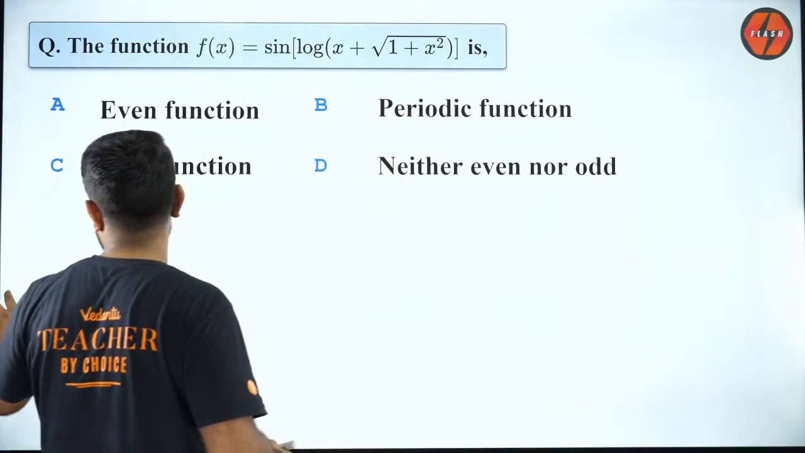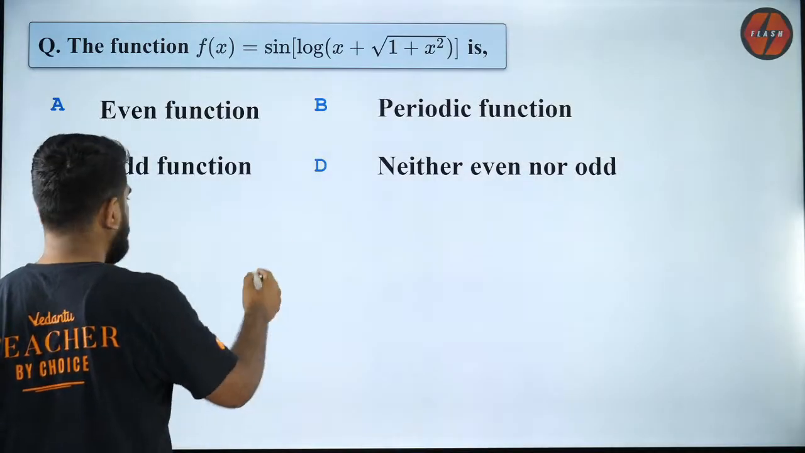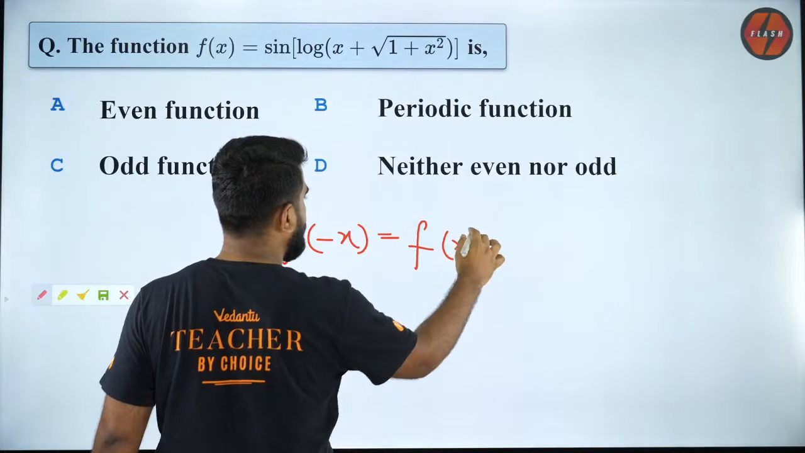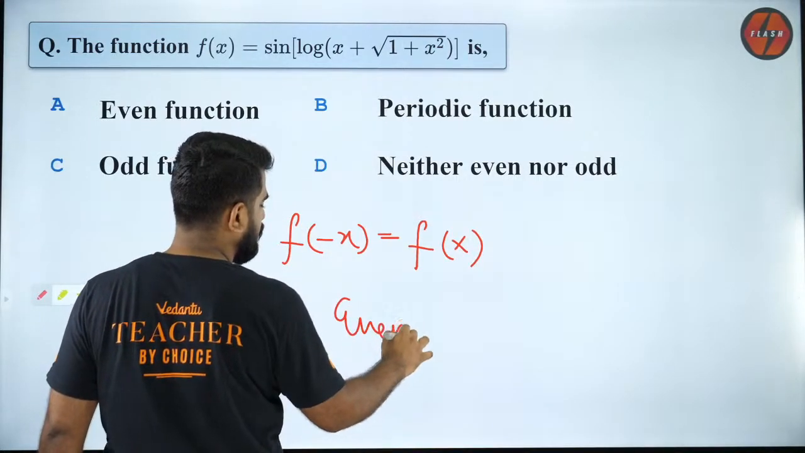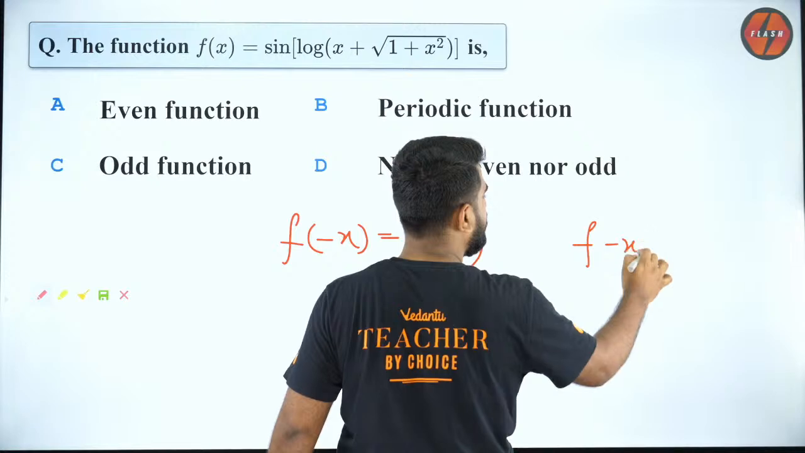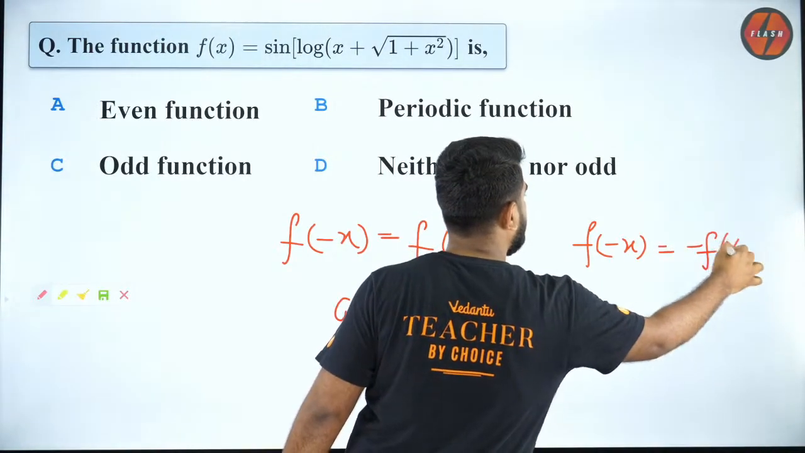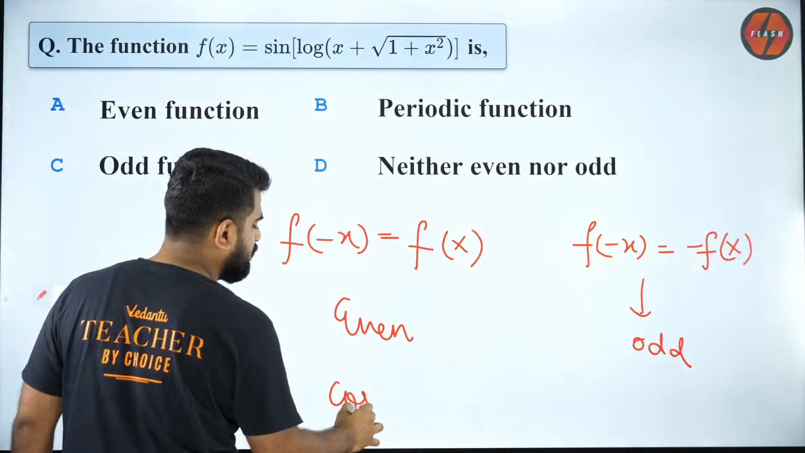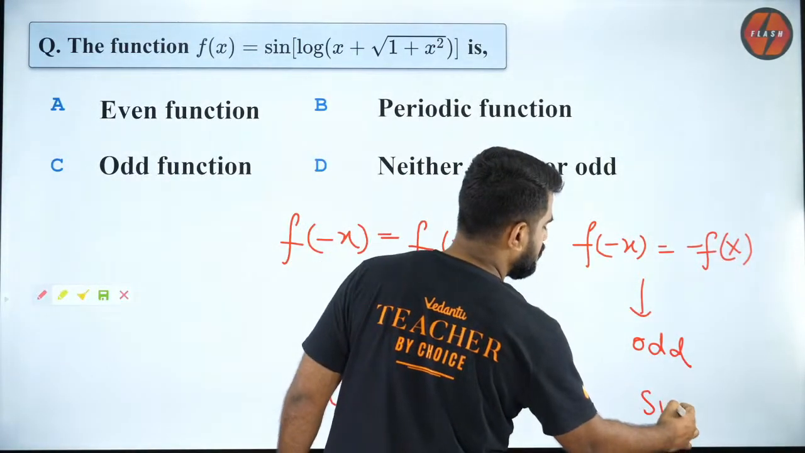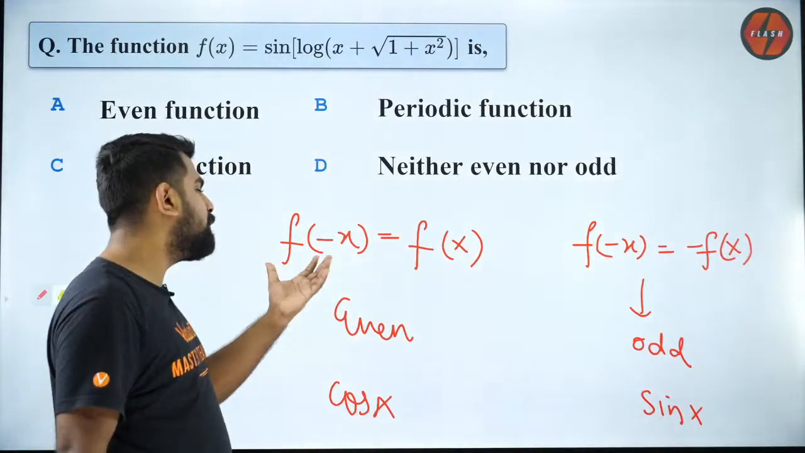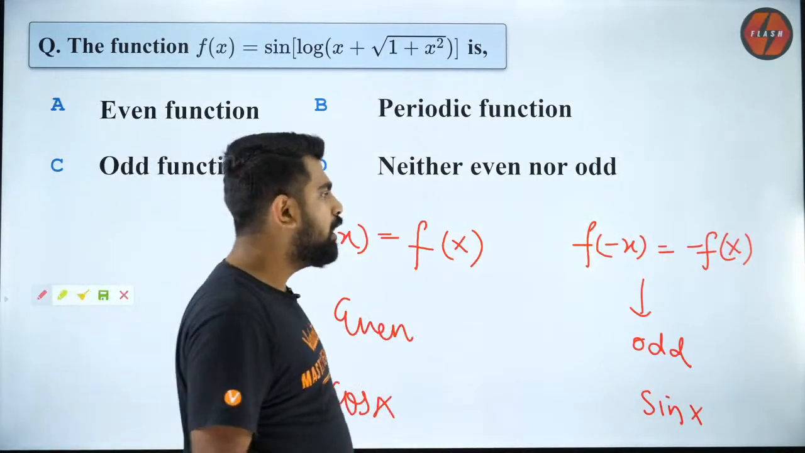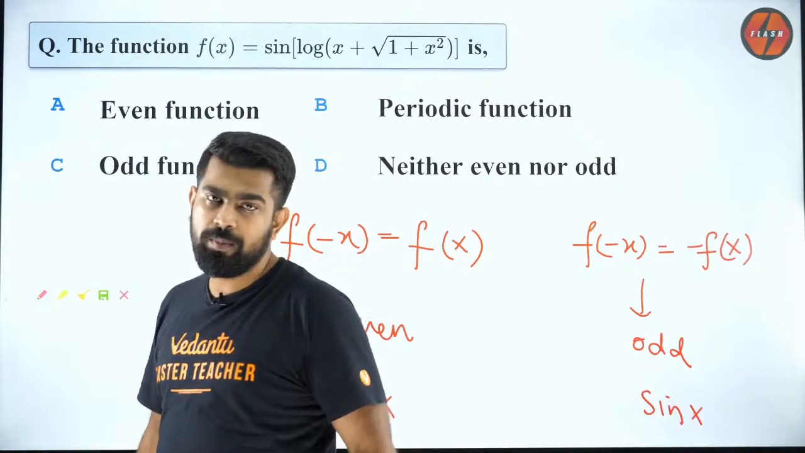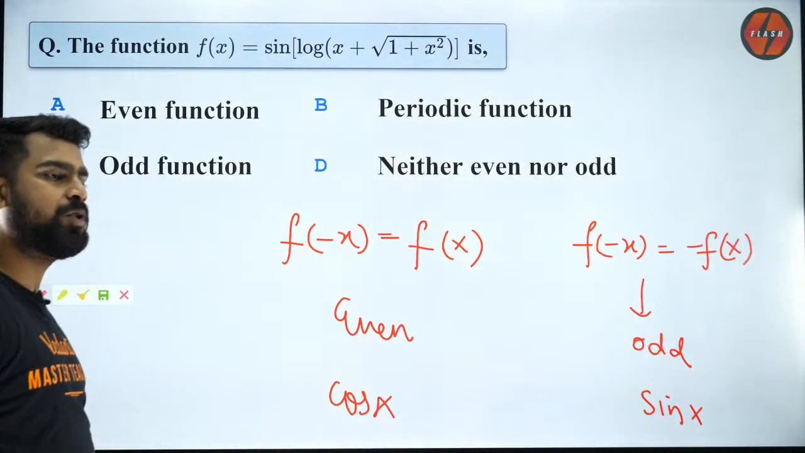What is odd and even function? Let me just briefly explain that. So if you have f of minus x is equal to f of x, it is called an even function. And if you have f of minus x is equal to minus of f of x, it is called an odd function. So for example, cos x is an even function, sin x is an odd function. Why? Because cos of minus x is equal to cos x, but sin of minus x is minus sin x. That's it. That's all you need to know about even and odd functions. I hope you guys got it.